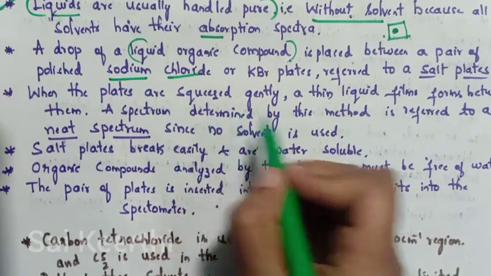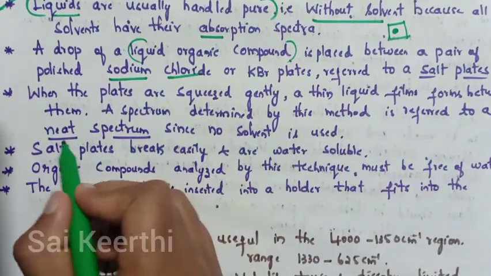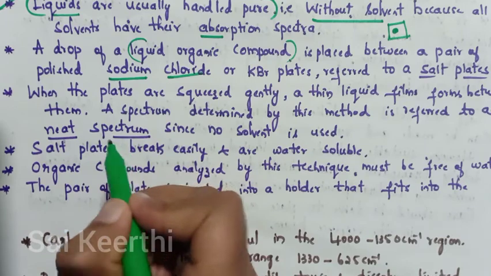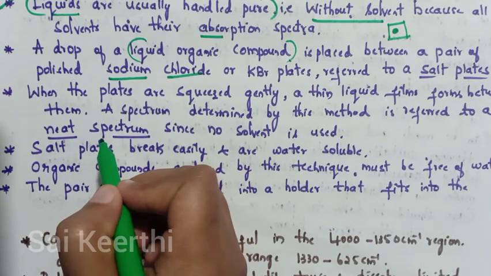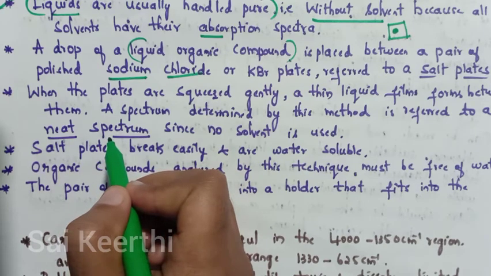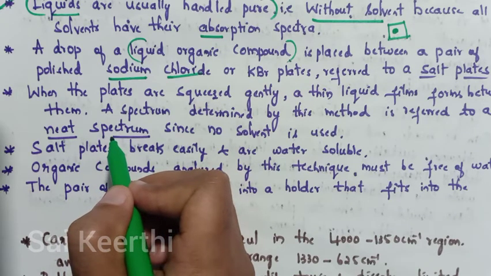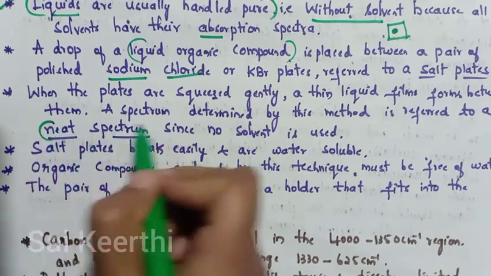So the spectrum determined by this method is referred to as neat spectrum. Why? Because solvent is not used. So this spectrum is termed as neat spectrum. Here only the liquid organic compound which is under study is used. So it is termed as a neat spectrum.